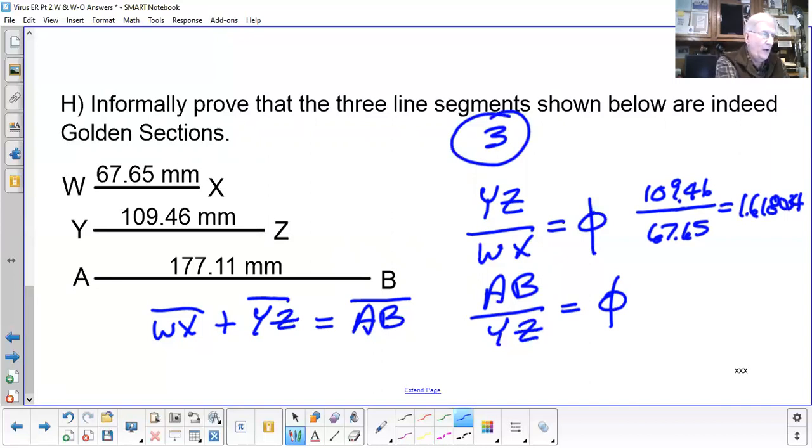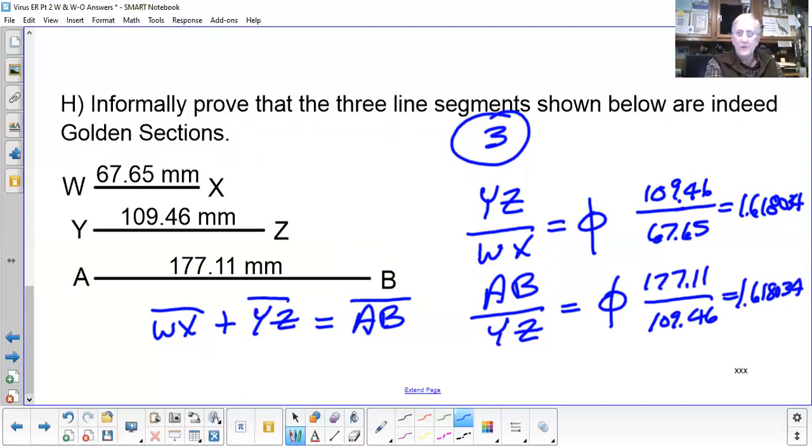And the same thing will happen here. 177.11 divided by 109.46 will also give us 1.618034, the golden ratio. So that's all you have to do, is show that those three things are satisfied, and you have proved that these indeed are golden sections. Okay, let's go on.